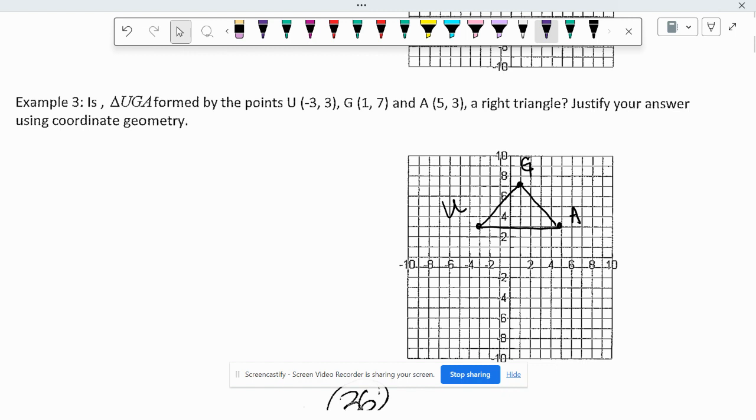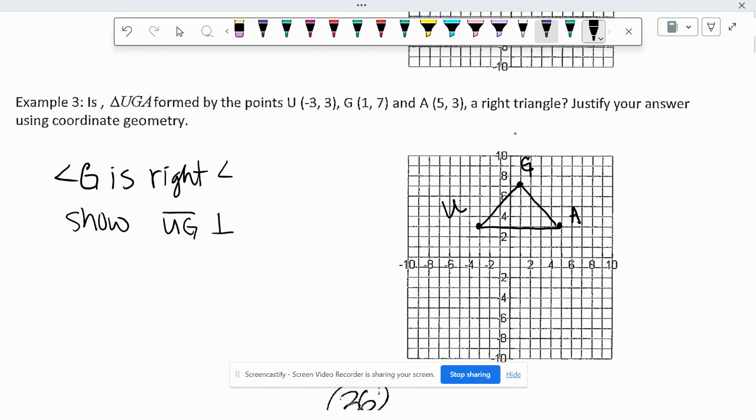When I connect the points, which angle appears to be the right angle? Yeah. It looks like angle G is the right angle. In order to prove it, we have to show that segment UG is perpendicular to segment AG. How do we do that?